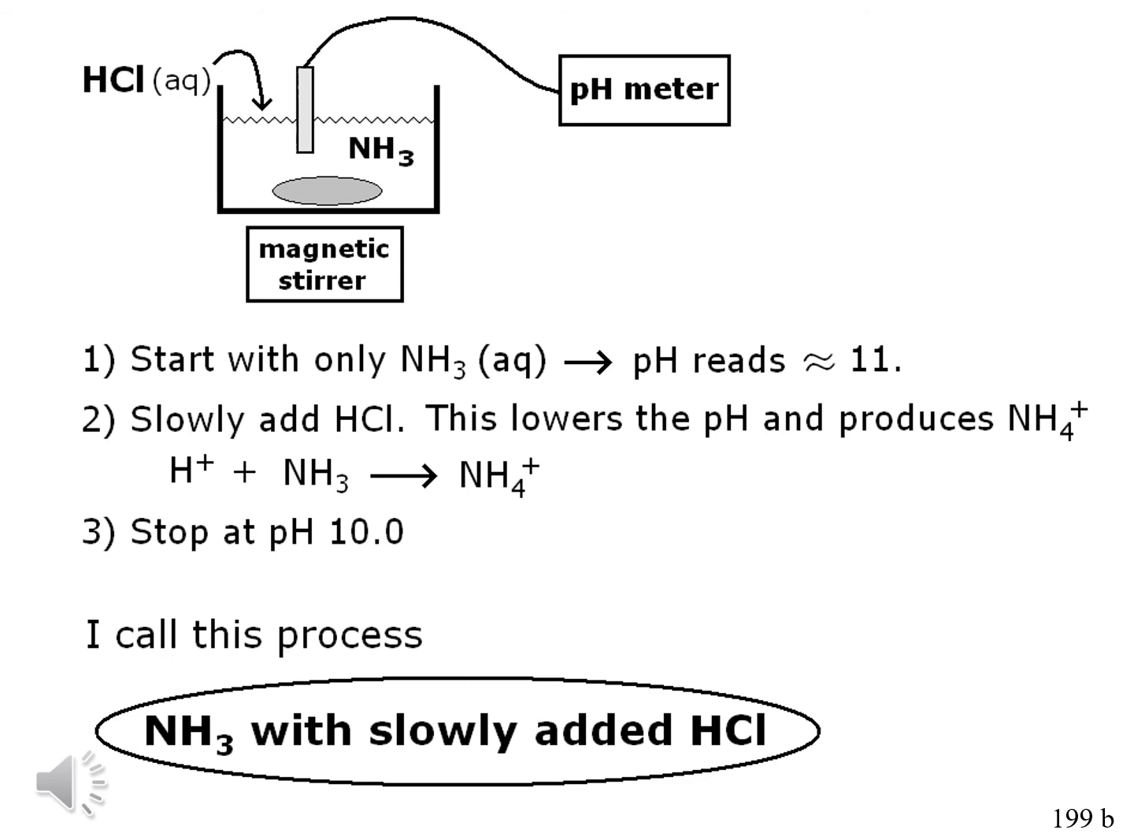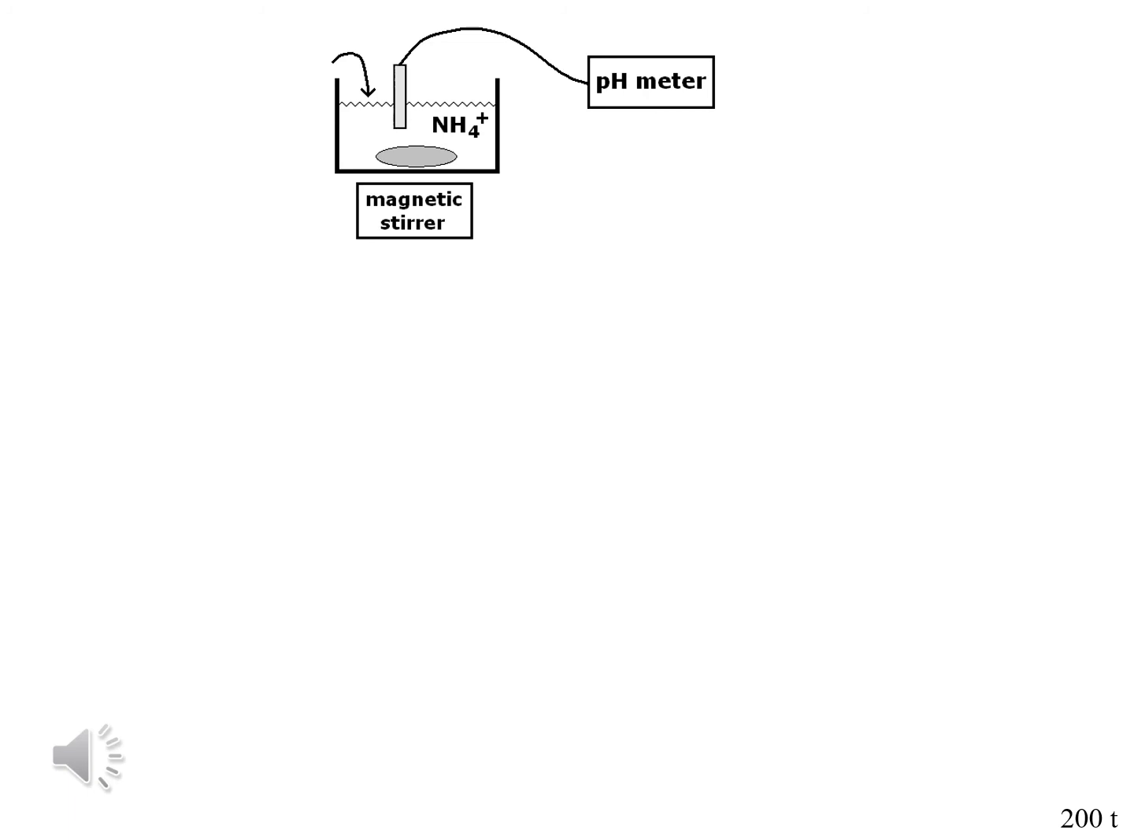I had to call this something so I could ask questions about it. Probably nobody else is going to use these words, but the concept is exactly the same no matter where you are. I'm going to call this NH3 with slowly added HCl. Whenever I use the word slowly added in this class, it means a drop at a time, a little at a time, and then you look at it after each drop and see what happens. And so I'm always going to use HCl as the thing I add, and this is one alternate way to get the buffer.